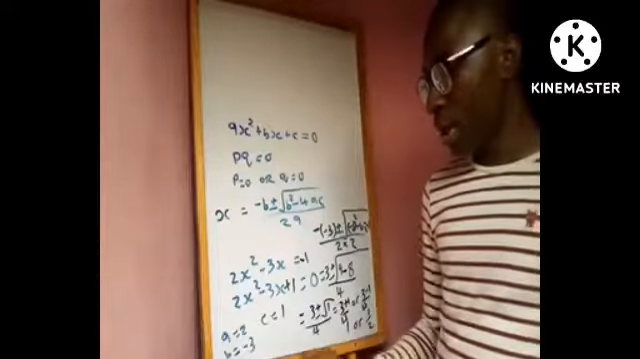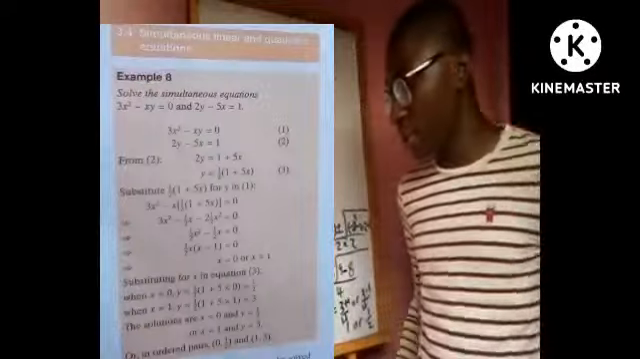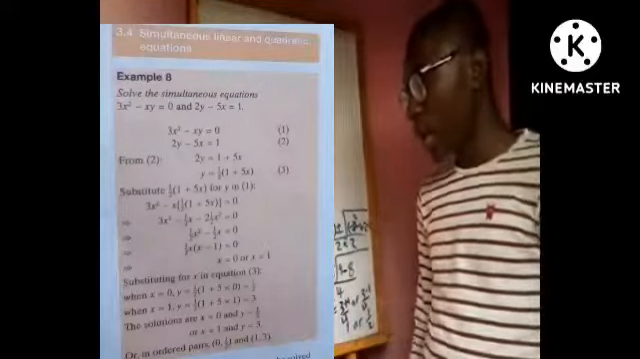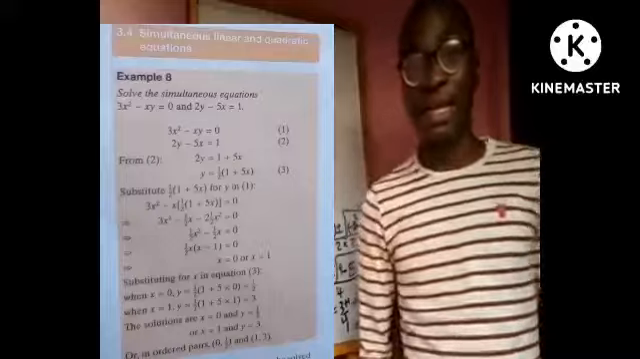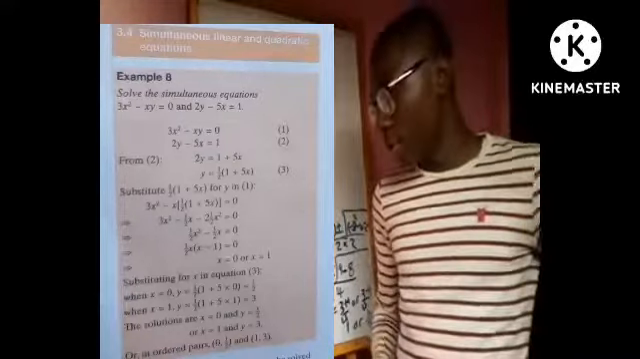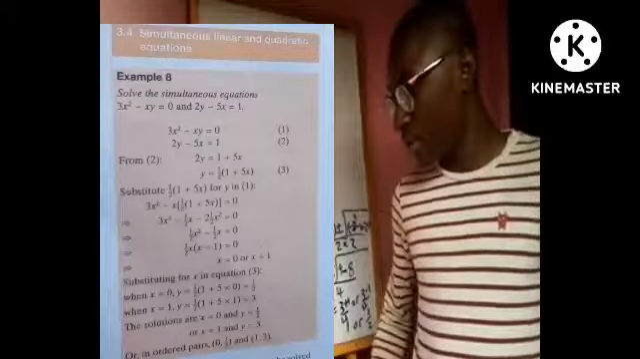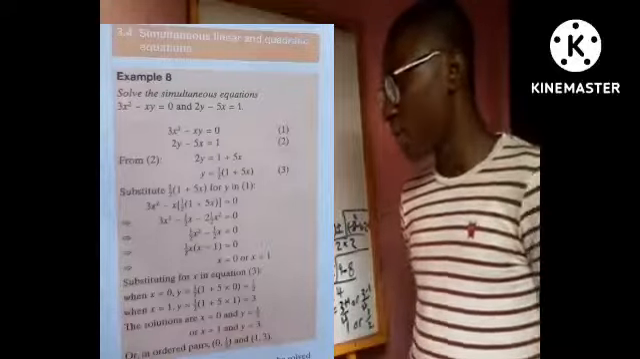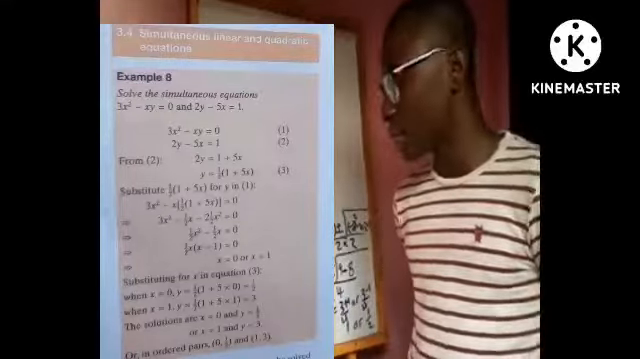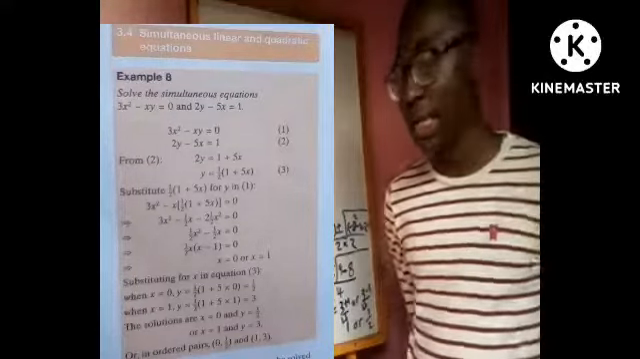Now, making use of simultaneous linear and quadratic equations, let's use that to solve a question. Solve the simultaneous equations 3x squared minus xy equals 0 and 2y minus 5x equals 1. If you've watched the video in the SS2 course, you would have known how to solve this. But if you haven't, let me show you how to do it. You have 3x squared minus xy equals 0 as equation 1, then 2y minus 5x equals 1 as equation 2.